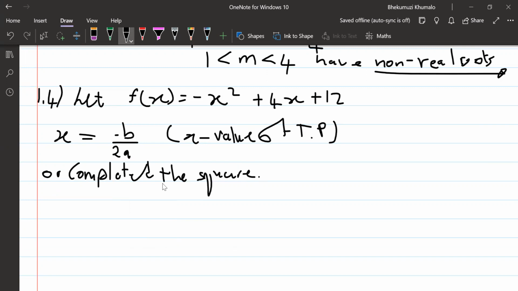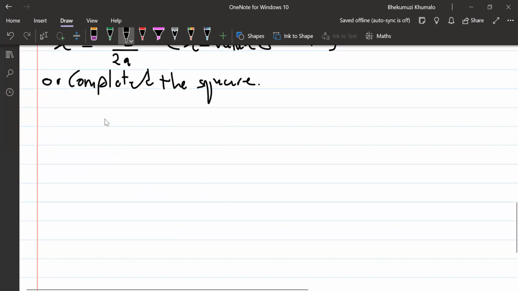So which one do you think you want to try? Maybe let's try completing the square, because this one is very straightforward. Yeah, completing the square, right? So let's try and complete the square.